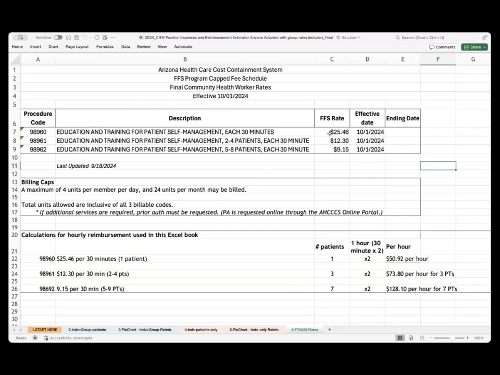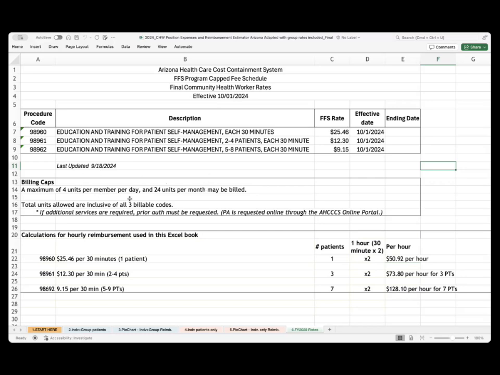And these are in 30-minute increments. And we have the fee-for-service rates here. The second code is 98961. This is for working with 2 to 4 patients. Again, a 30-minute increment, and the rate for that's per patient per 30 minutes. And then the third code, 98962, is for working with 5 to 8 patients, again, 30-minute increment, and our fee-for-service amount per patient. The amount you see here is for fiscal year 2025, effective October 1st, 2024.